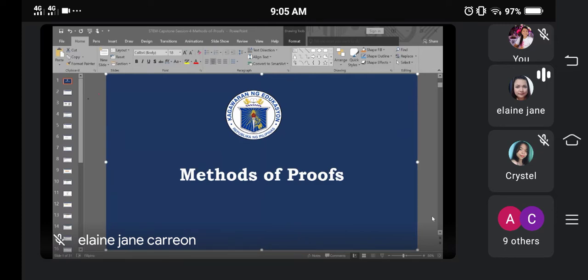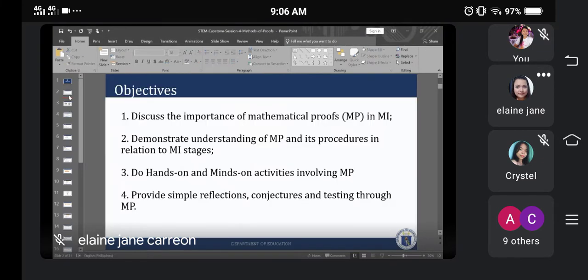We are now in session 3 of your capstone, specifically mathematical induction. Today, we're going to discuss the methods of proof, and we're still on the how part of our discussion. But before we start, let's have the objectives of this session.